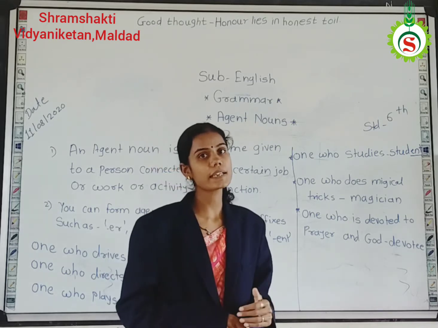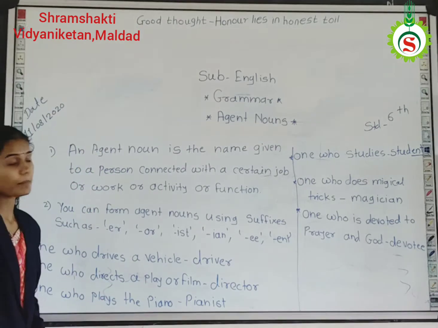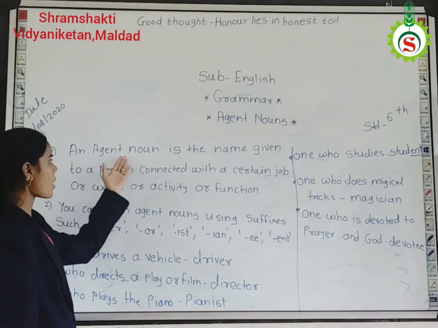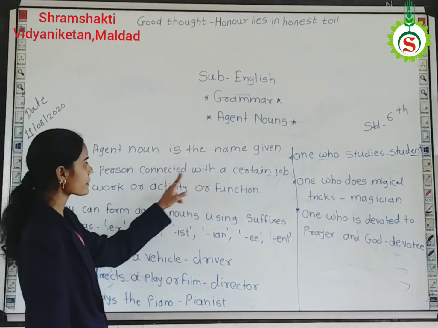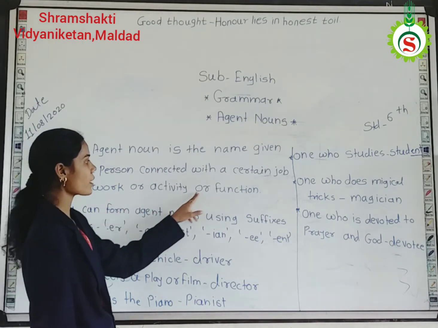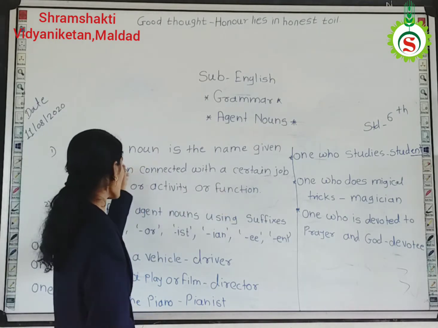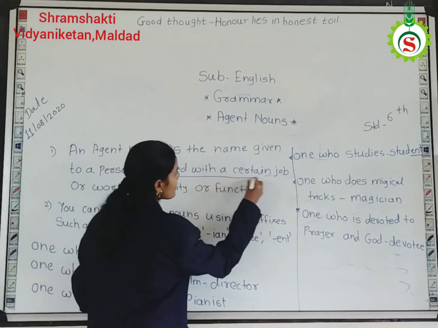So first we see the definition of agent noun. See on the whiteboard. An agent noun is the name given to a person connected with a certain job or work or activity or function. So it is called an agent noun. So students, here, connected with a certain job.